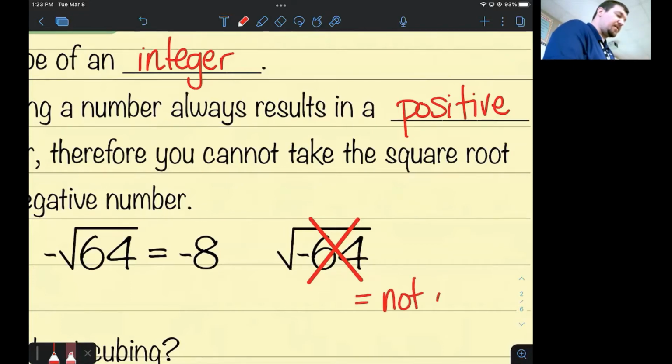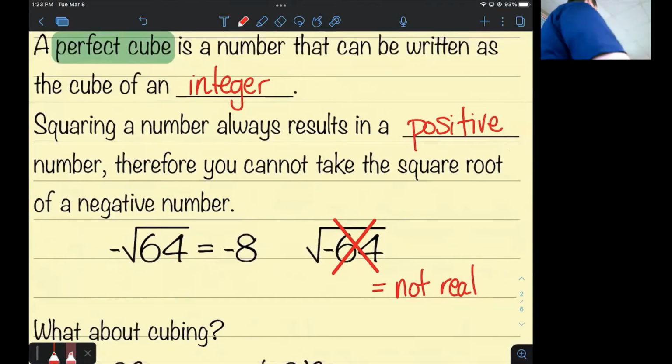Remember we said yesterday that this is not real. Go ahead and write not real there because you cannot take the square root of a negative number. Now, I can ask you for the negative version of a positive square root. Negative square root of 64 is negative 8. That's fine. You just can't have it underneath the sign.